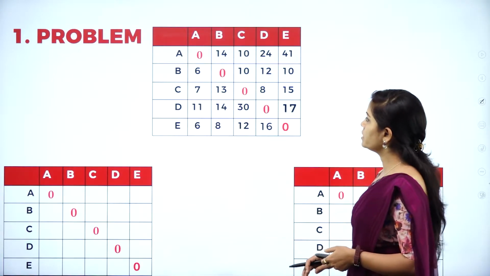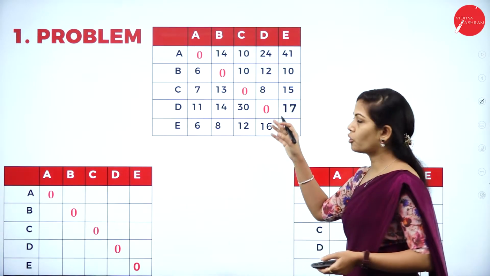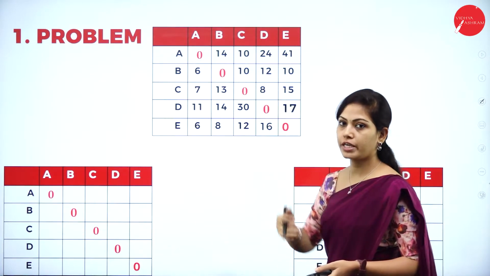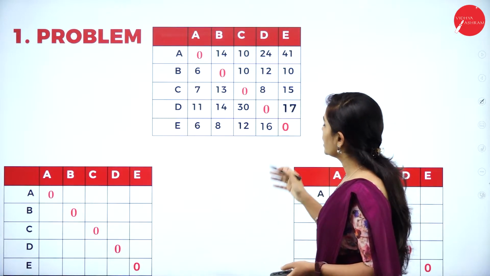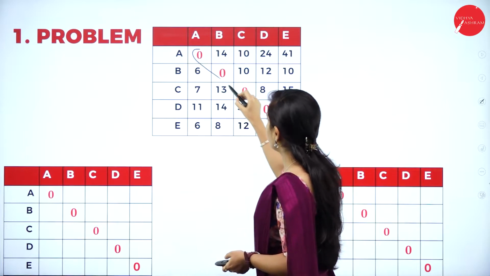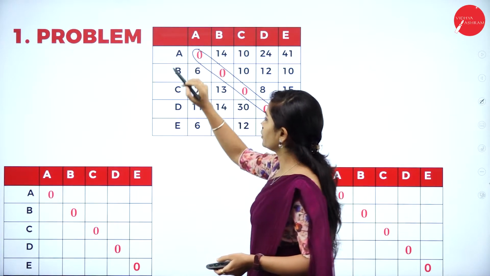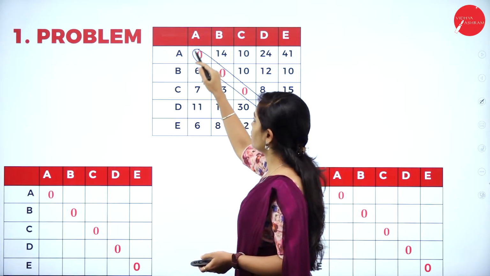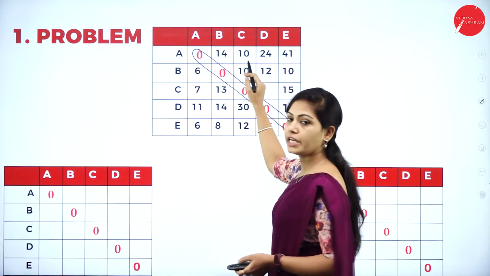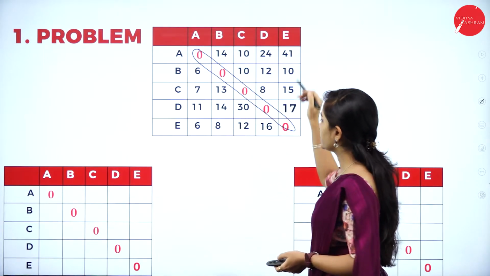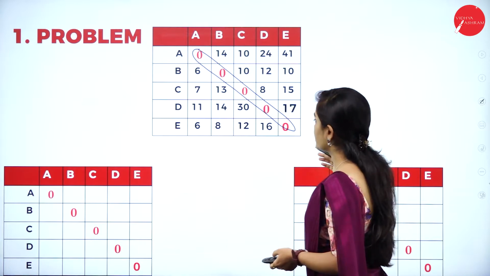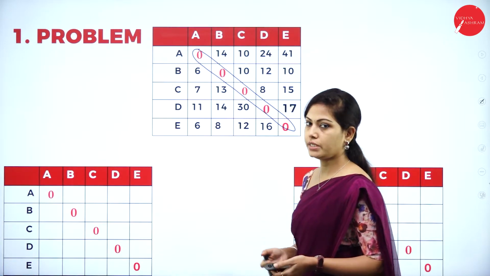So first problem is, here you have 5 rows and 5 columns. Here all the diagonal matrix values are 0 because he can't travel from A to A, B to B, C to C, D to D and E to E. So all the diagonal matrix values are 0 or infinity.